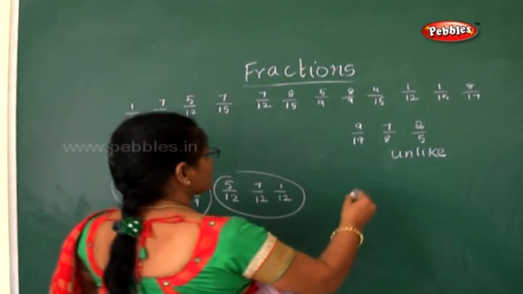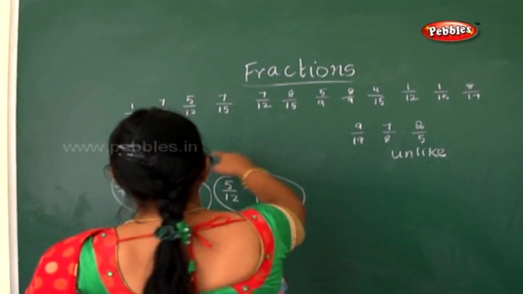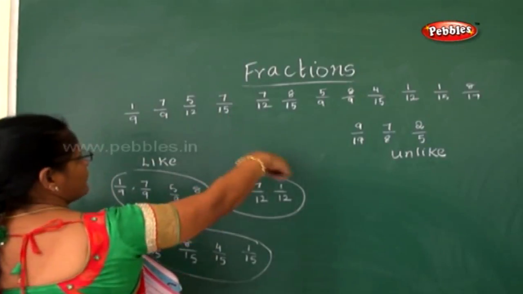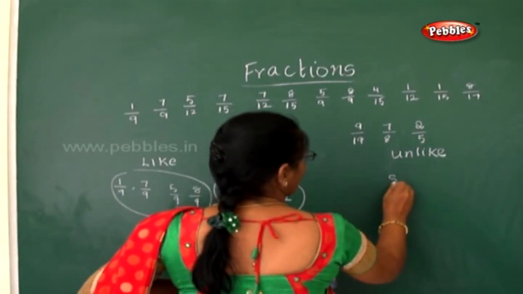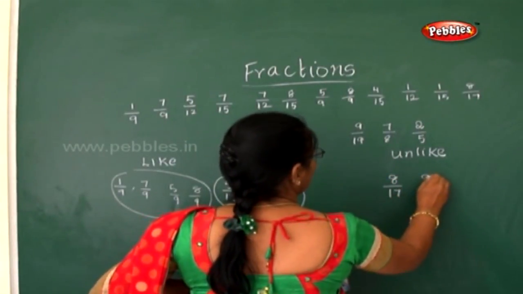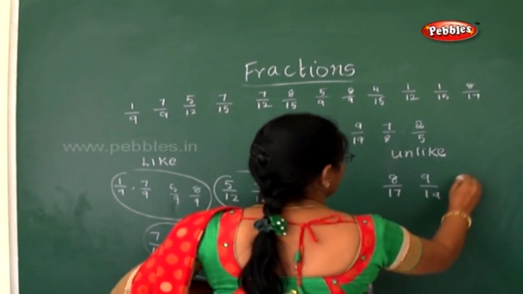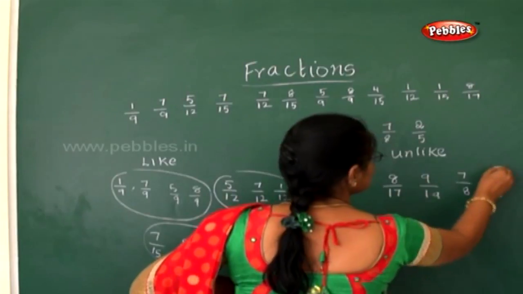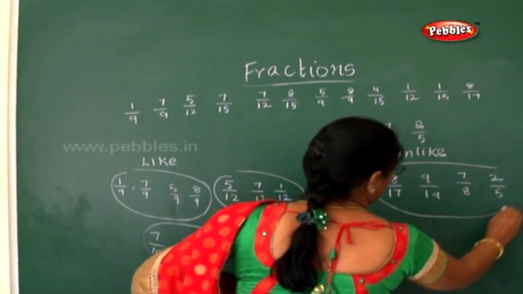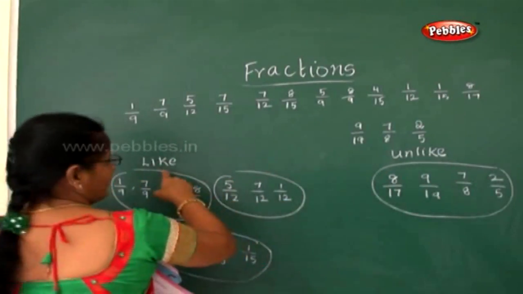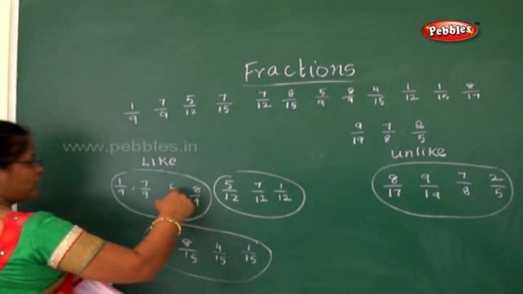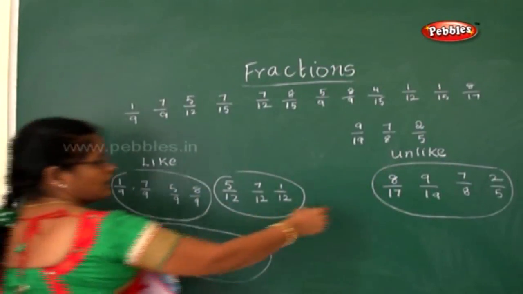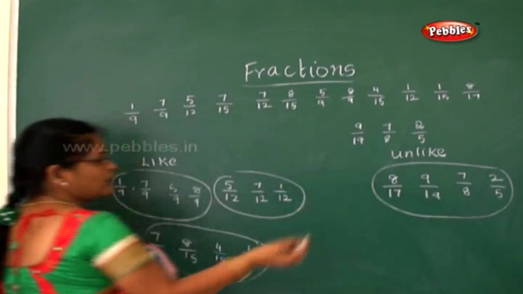Now in unlike fraction, now what you have to do is, here I have done all: 5 by 12, 7 by 15. Next one is 8 by 17, 9 by 19, 7 by 8 and 2 by 5. So this is the unlike fraction. Like and unlike fraction. So you have to make three groups of like fraction and one group of unlike fraction.